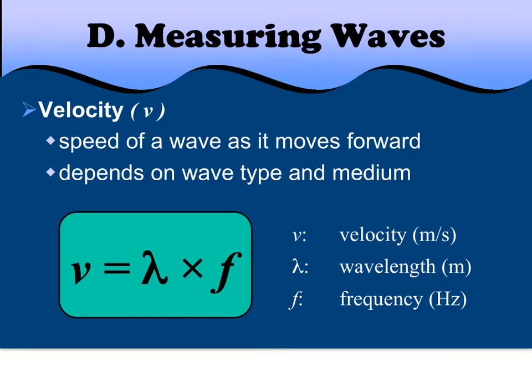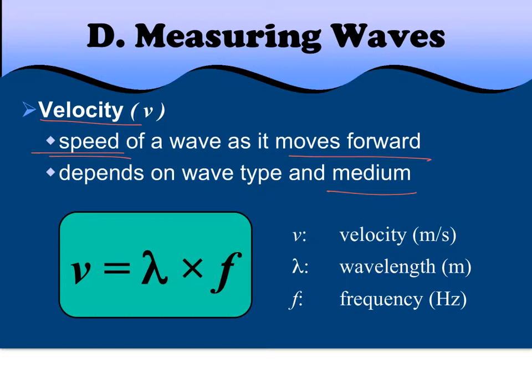You will also need to be able to determine the velocity of the wave. Remember, velocity is just another term that describes speed, so you're already familiar with this. The velocity of the wave is simply the speed of the wave as it moves forward. And the speed of the wave is also determined by the medium. Remember, the medium is what the wave is traveling through. It could be air, it could be the ground, it could be water.